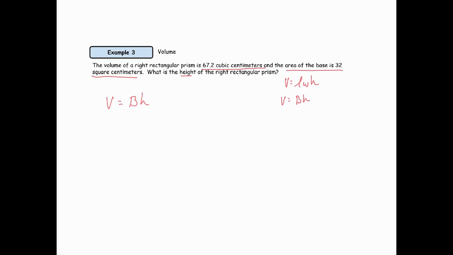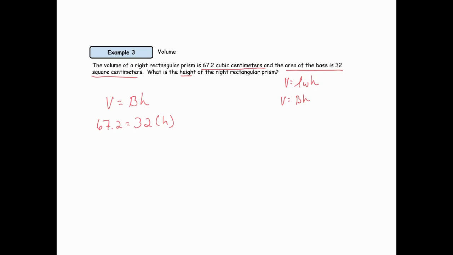Now let's substitute what we already know. We know that the volume is 67.2 cubic centimeters. So because we know V equals that, let's substitute. 67 and 2/10 equals. Capital B stands for the area of the base. Because we know the area of the base, that's 32, we can go ahead and substitute for that. 32. We do not know the height, so we'll keep that simply h.